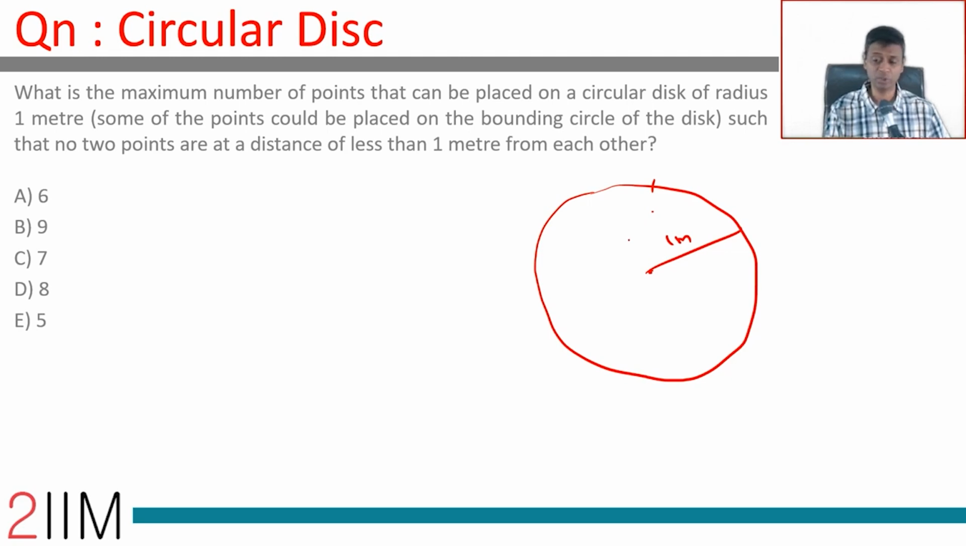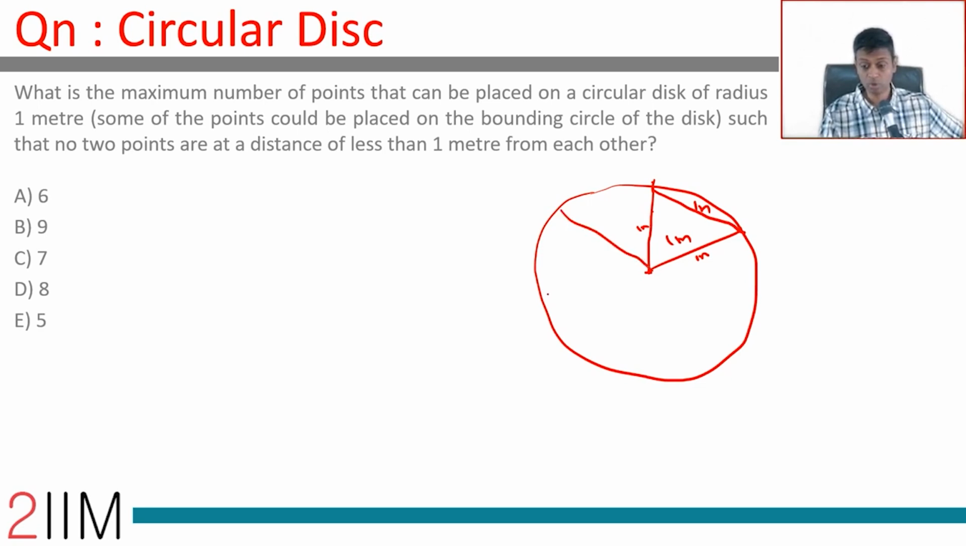The wonderful thing that we know, the radius is 1 meter. Right? We mark a chord of 1 meter length. Then you will get an equilateral triangle. If you put 3 points like this, then no 2 points are less than 1 meter from each other.